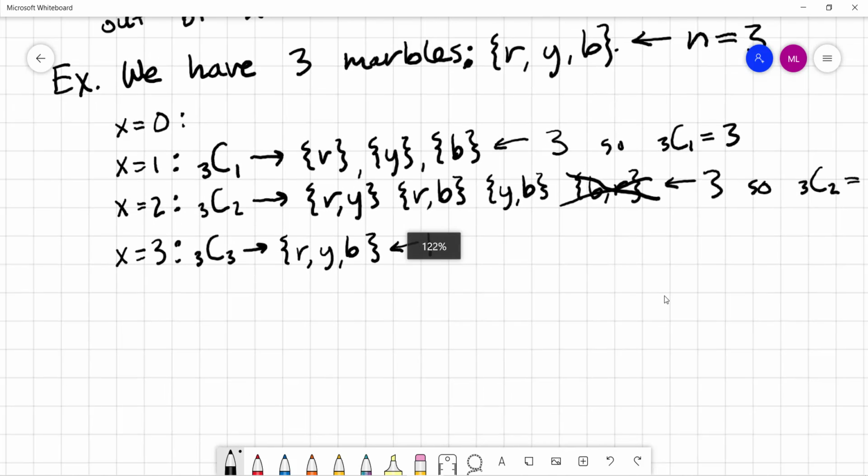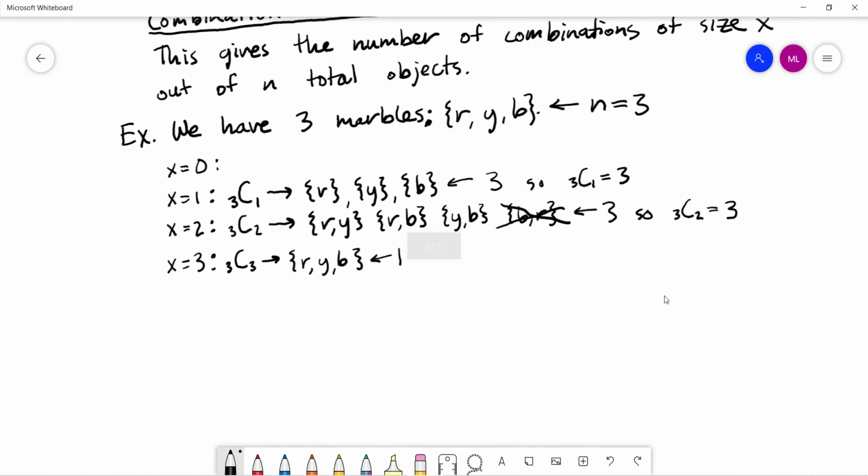This tells me that 3 choose 3: how many ways are there to choose all 3 objects? There's only one. I just take all the marbles out. There's only one way to do that. How many ways are there to take out 0 of the marbles?